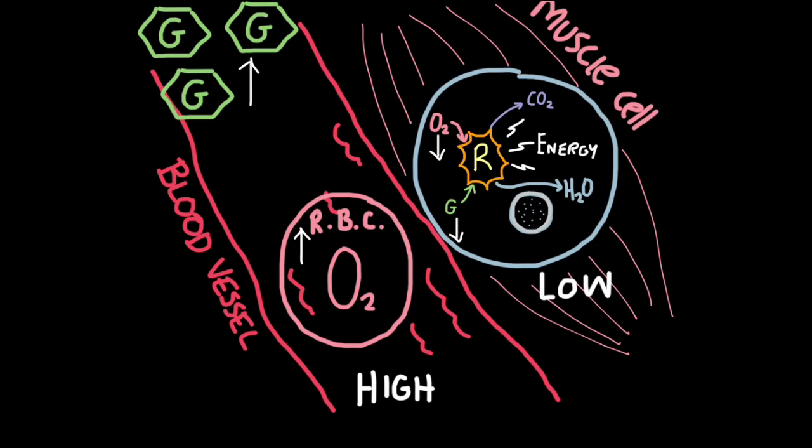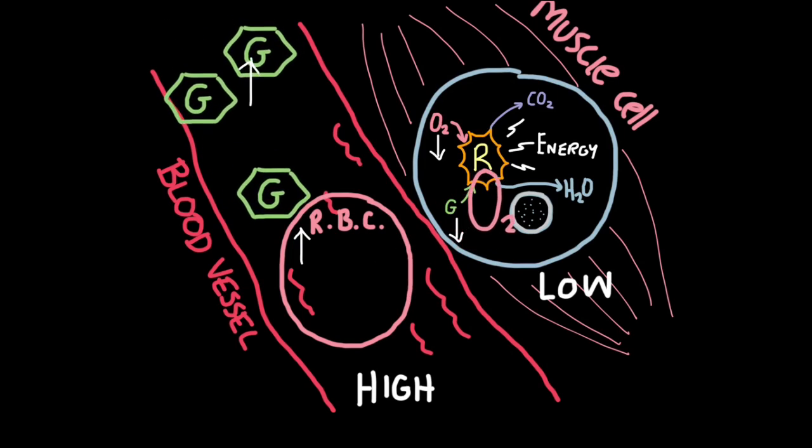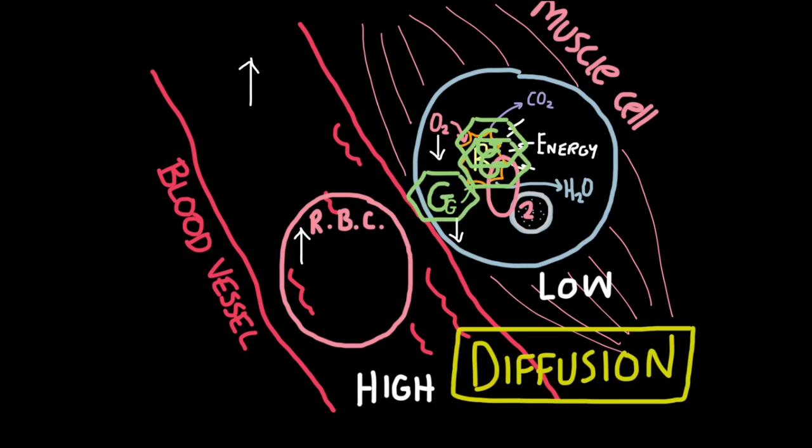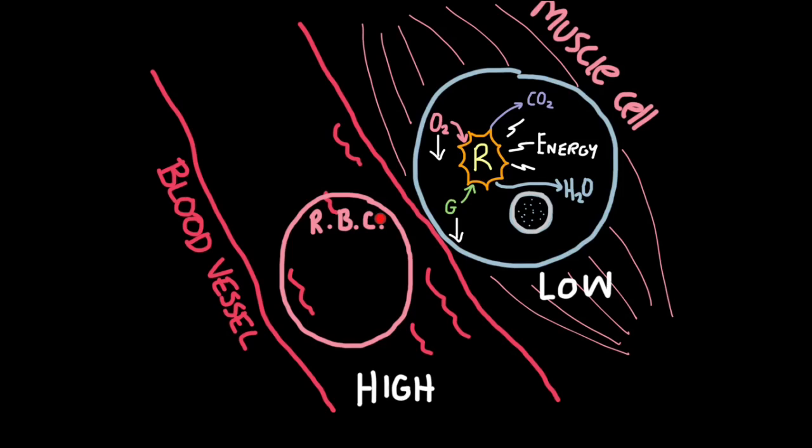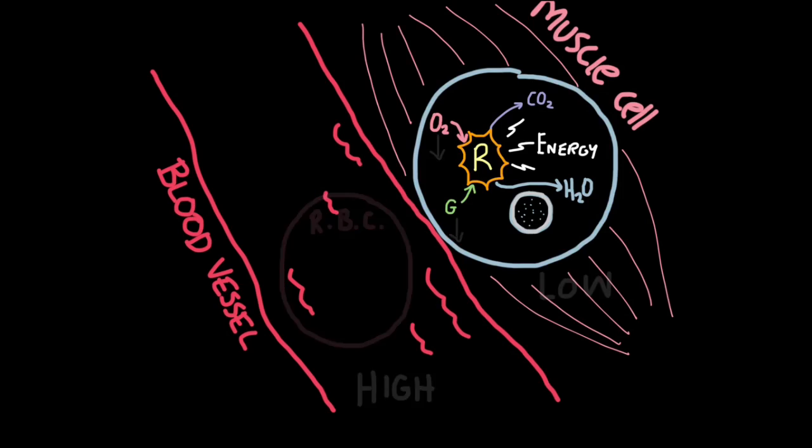This sets up a concentration gradient for glucose and oxygen, where they are higher in the blood and lower in the respiring cell. As a result, oxygen and glucose will move into the cell through the process of diffusion. So oxygen and glucose diffuse into the cell. Diffusion is simply the random motion of particles from where they are in high concentration to where they are in low concentration. You'll notice that oxygen was transported by red blood cells, but glucose was simply dissolved in the blood plasma, the fluid part of blood. But there's a little bit more.